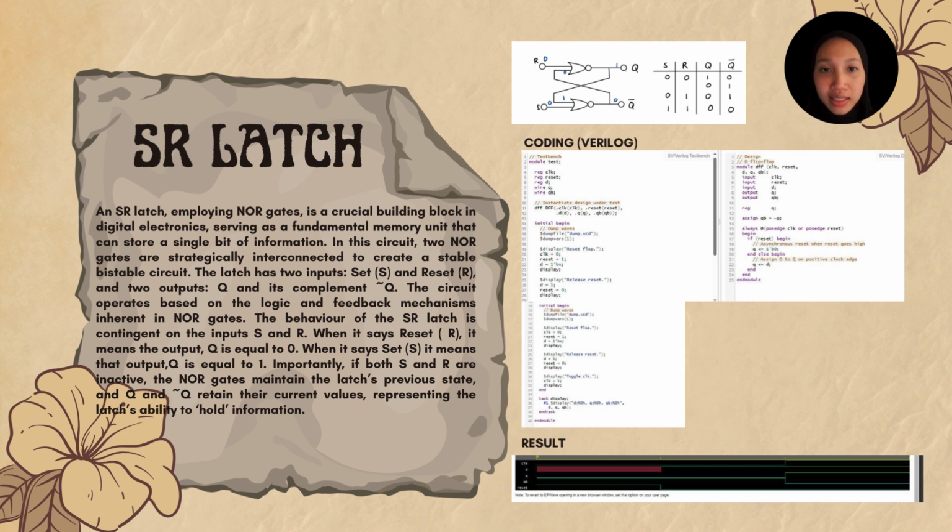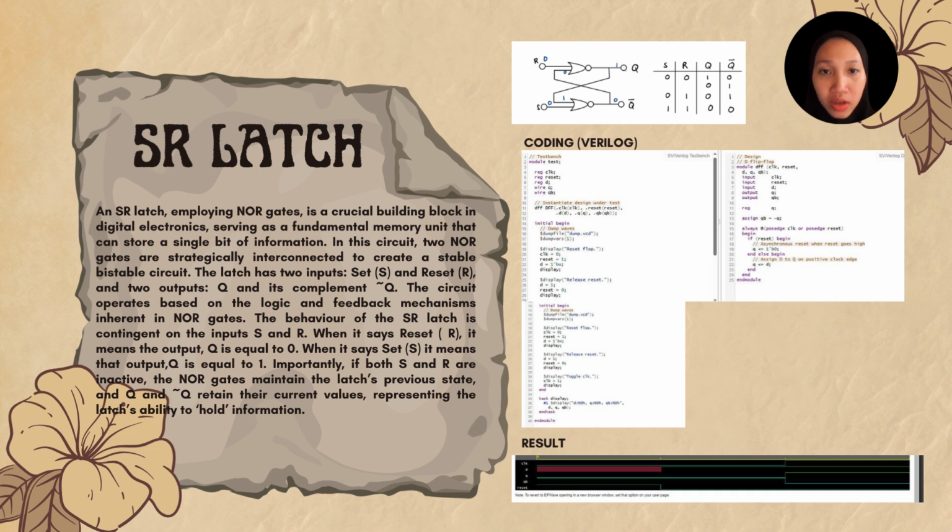An SR latch employing NOR gates is a crucial building block in digital electronics, serving as a fundamental memory unit that can store a single bit of information. In this circuit, two NOR gates are strategically interconnected to create a stable bistable circuit. As you can see, the latch has two inputs, set S and reset R, and two outputs, Q and its complement Q. The circuit operates based on the logic and feedback mechanism inherent in NOR gates.